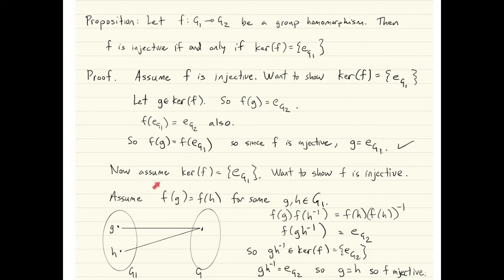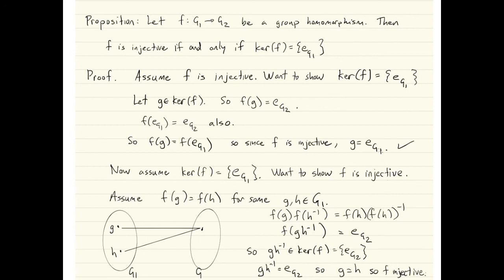So now we assume that the kernel of f consists just of the identity element of G1, and we want to show that f is injective. So assume f of g is equal to f of h for some elements g and h in G1. What we're trying to show is that g and h, even though they're pictured as if they were distinct or different, they're actually the same. That's what it means to show that f is injective.